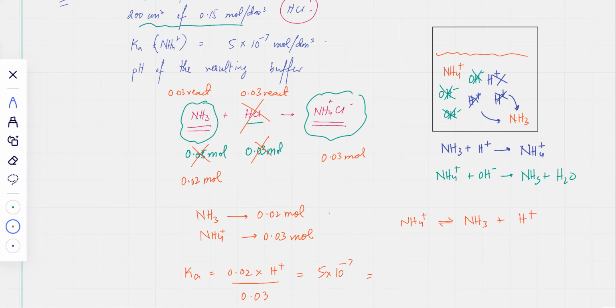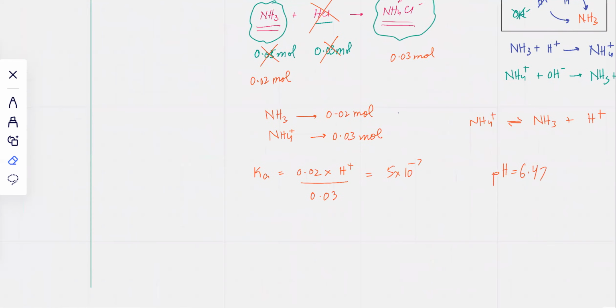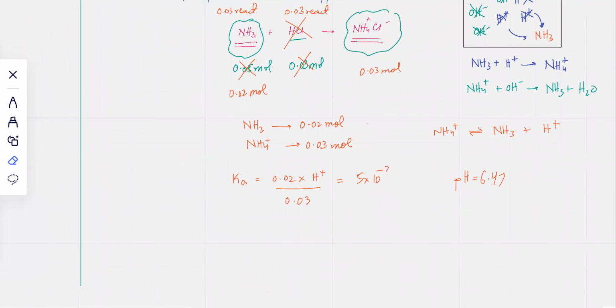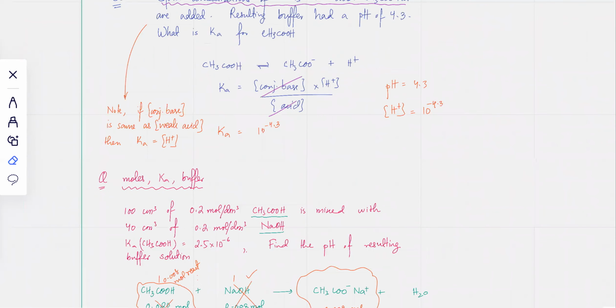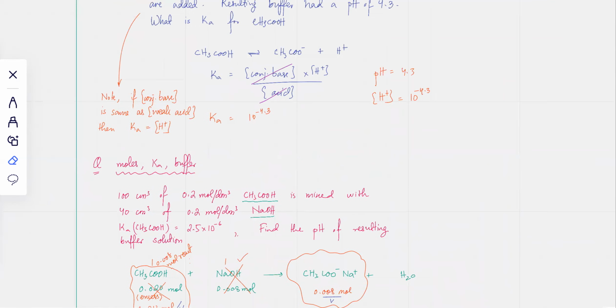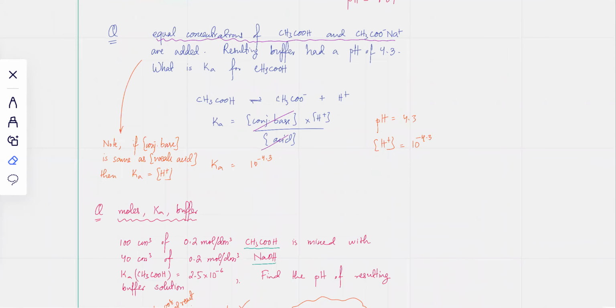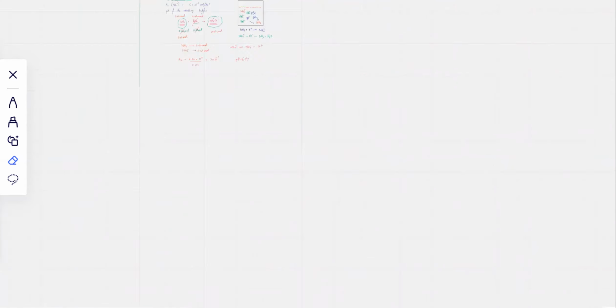6.47. So we're getting a pH of 6.47 when we solve this. So that's one type of question we're going to get. We did some questions, the simple questions first, and we did the equal concentration question as well. So we're going to do another slightly more difficult question.